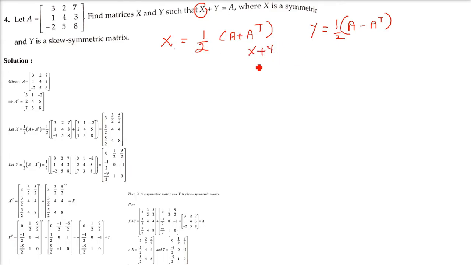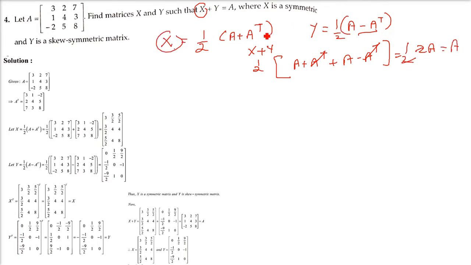So X and Y, when we add, what do you get? I am adding X and Y now, which I took these values. Half I am taking outside. A plus A transpose plus A minus A transpose. Right? What do you see? A transpose and A transpose cancel. It is 2A. This is half of 2A. 2 gets cancelled. You get A. You got the idea? So that is why we took X and Y as these values, because we need to add them and that has to be equal to capital A.